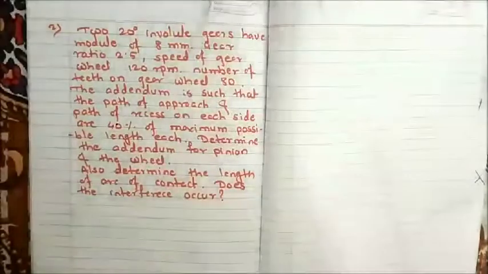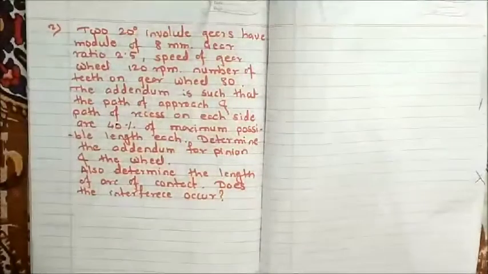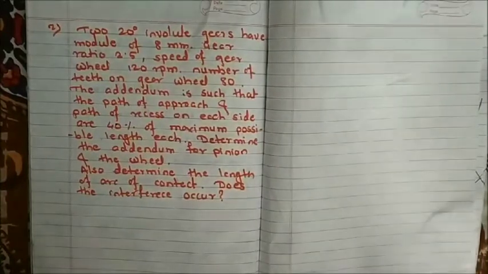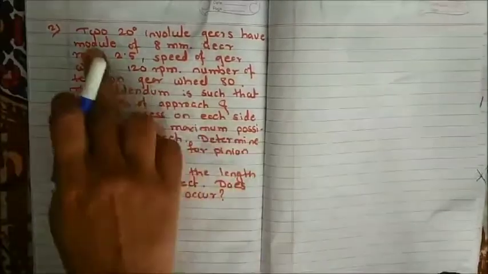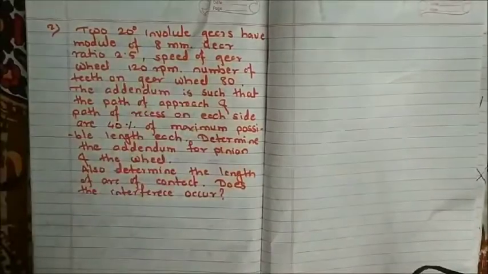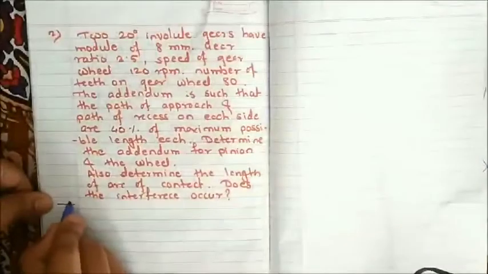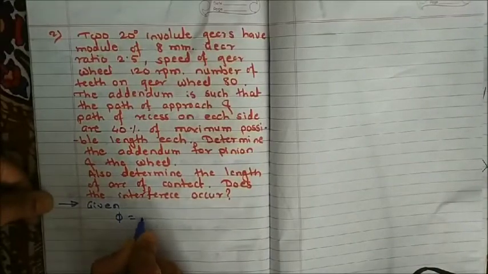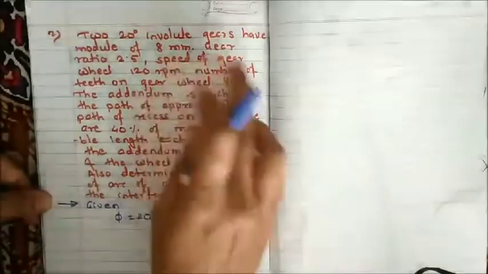Hello everyone, let's start the second numerical based on the interference from the unit of spur gear. So here we have the statement. The statement is 20-degree involute gears. Let me write the given data simultaneously. So it is 20-degree spur gears or involute gears.